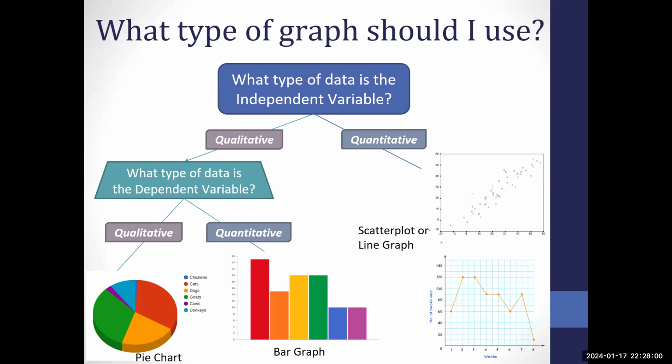Now, if your independent variable is qualitative, so it's broken up into categories, then we typically will either make a pie chart or a bar graph, depending on the type of data that our dependent variable is. If our dependent variable is also qualitative, then we will make it into a pie chart. And if it's quantitative, then we will make a bar graph. If our independent variable is quantitative, though, so if it's one of those ratio or scale type data, if there's numbers associated with it rather than categories, then we typically will make a scatter plot or a line graph.